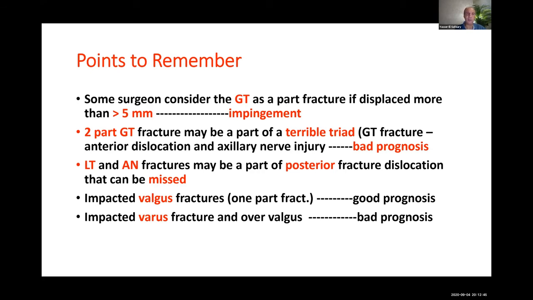Also, you should know that 2-part greater tuberosity fractures may be a part of a terrible triad, where there's a fracture of greater tuberosity, anterior dislocation, and axillary nerve injuries. These fractures have very bad prognosis. The lesser tuberosity and the anatomical neck fractures, in cases of posterior fracture dislocation, can happen and they can be missed.